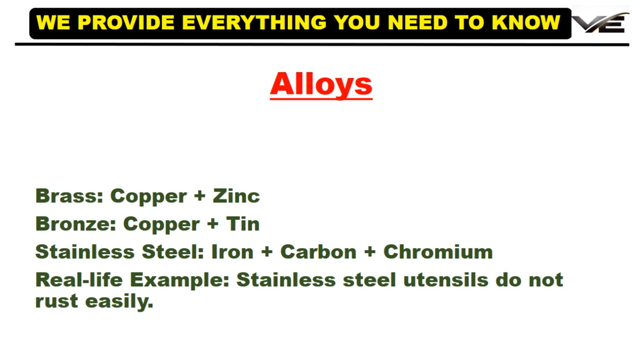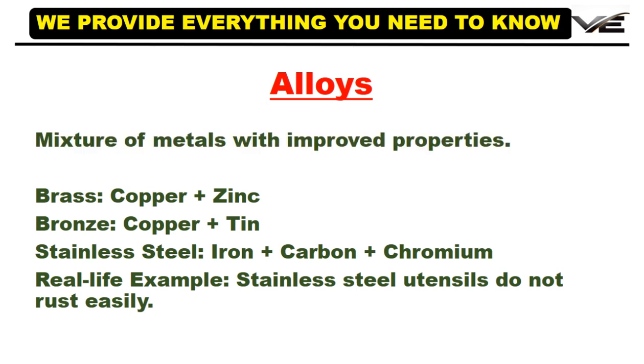Alloys, mixtures of metals with improved properties. For example, brass is a mixture of copper plus zinc. Bronze is a mixture of copper plus tin. Stainless steel is a mixture of iron plus carbon plus chromium. Stainless steel utensils do not rust easily.